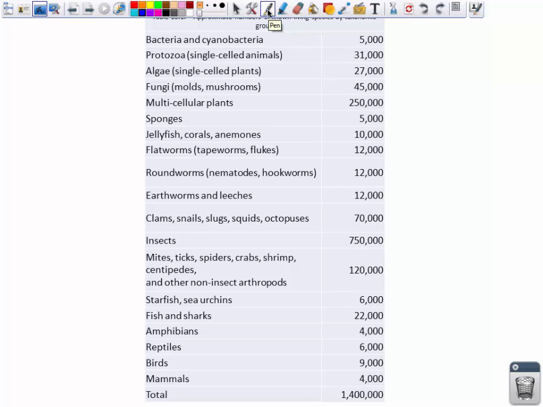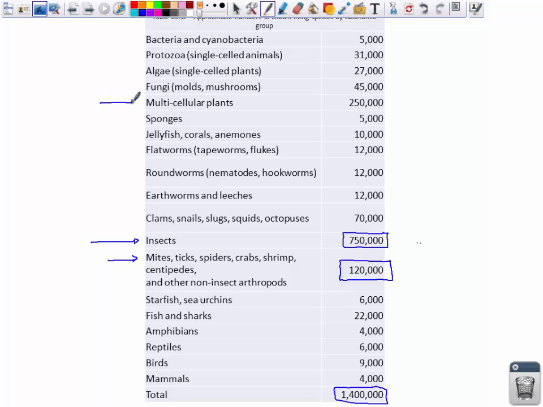Out of the total 1.4 million species, let's take a look at where the most species are. It might not be where you think. Here you go, insects. 750,000 species of insects. And if you include mites and ticks and spiders, you get another 120,000 species. So more than half of the species on the planet are insects. We are dominated by insects.